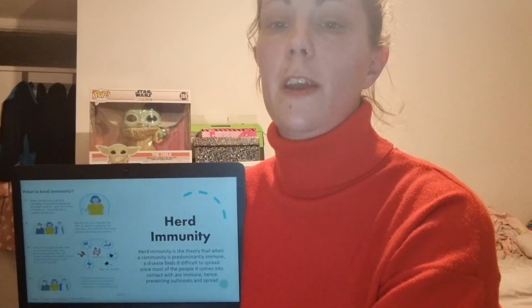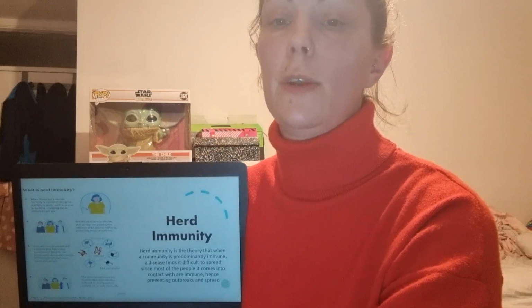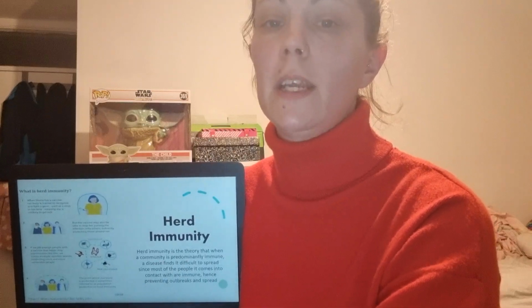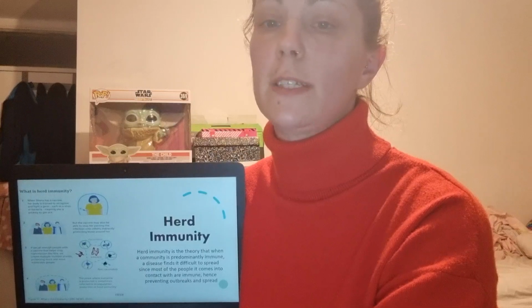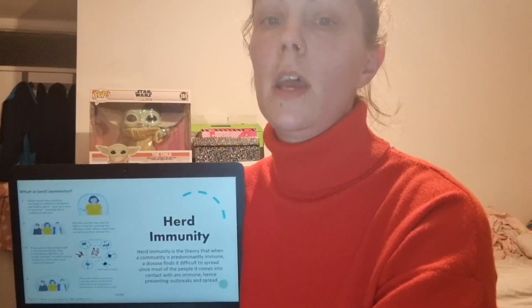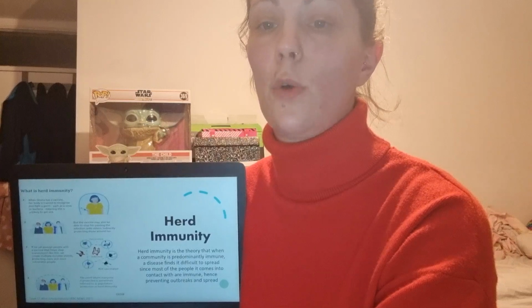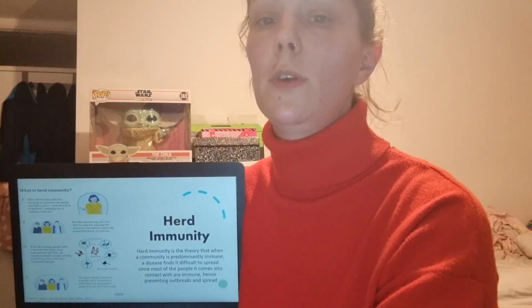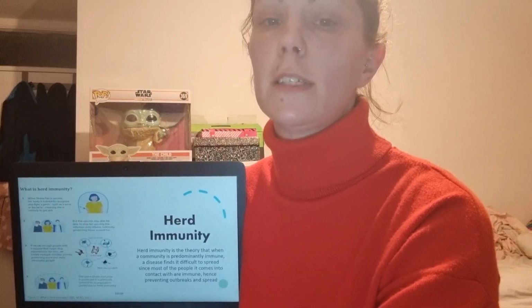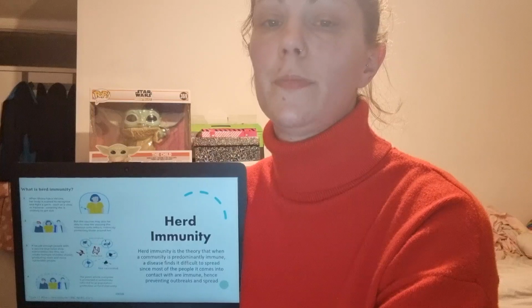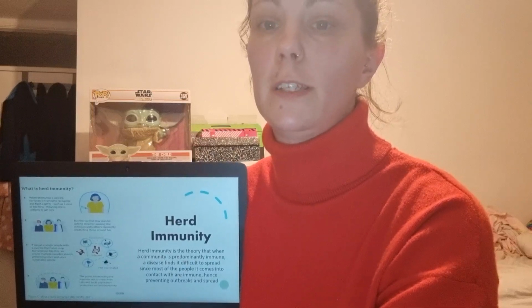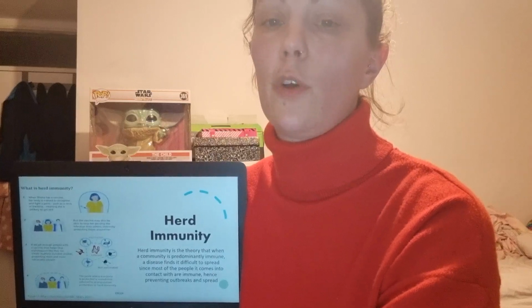Herd immunity is the theory that when a community is predominantly immune, a disease finds it difficult to spread since most of the people it comes into contact with are immune, hence preventing outbreaks and spread. This mechanism protects people against potentially fatal illnesses for which vaccinations may not be appropriate, such as immunocompromised adults or those that have severe sensitivities to vaccine ingredients. Living in an immunised community provides them with protection against the virus since it makes it more difficult for it to spread. A certain proportion of the population must be immunised against each disease for herd immunity to emerge. We can see this theory on the screen.